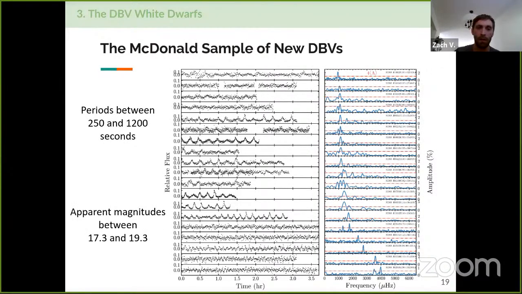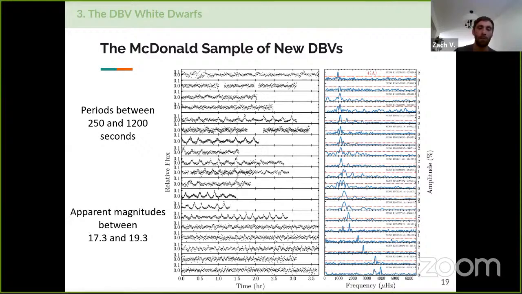And this was the result of the survey. We found 19 new DBVs from this survey. Here the light curves are on the left, the periodograms on the right, ordered from top to bottom by the decreasing period or increasing frequency of the dominant mode observed in the star. The magnitudes of these stars range from 17.3 to 19.3, which isn't necessarily ideal for wanting to do more detailed observations. So maybe some of the brightest here you could do a bigger campaign with to really nail down the periods, but a lot of these systems are probably too faint to do stuff like that.